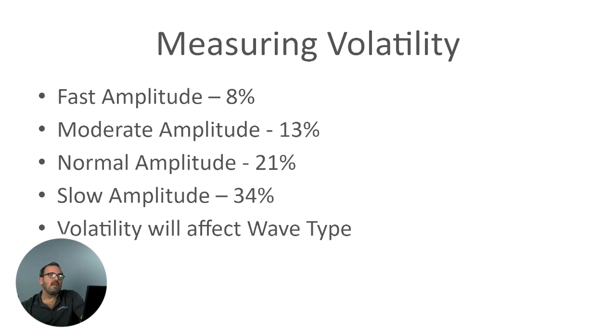It measures volatility, and it does this when it's doing a scan. So when you scan, you have the ability to do it at a fast amplitude, a moderate amplitude, a normal amplitude, a slow amplitude, and that will affect the wave type. So you can, in fact, scan and search for these different wave points, 1, 2, 3, 4, 5, and others.